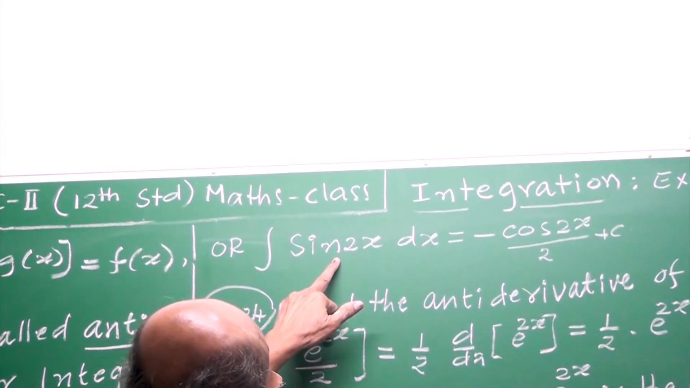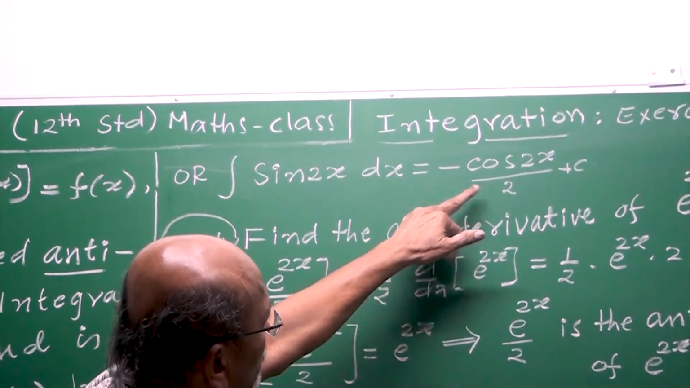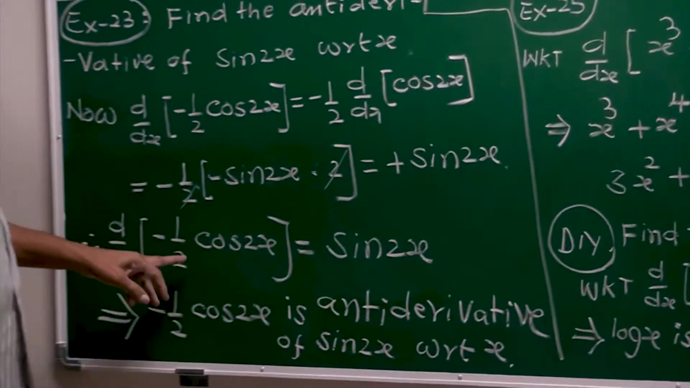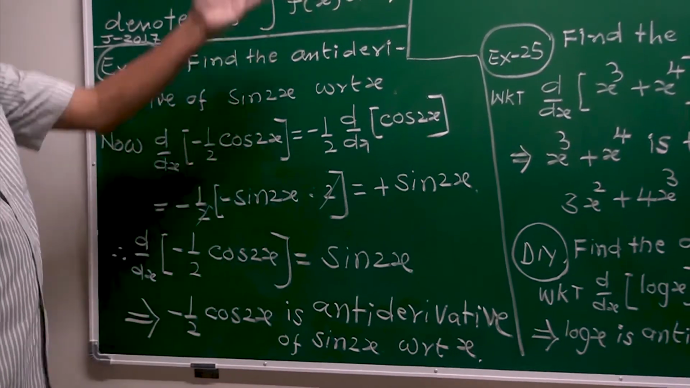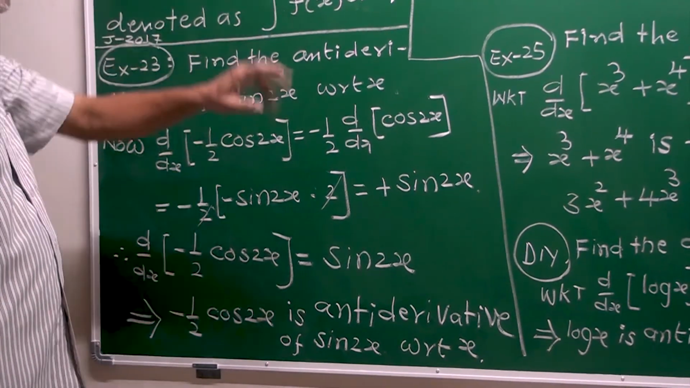Antiderivative of sine 2x with respect to x. What is the integral of sine? Minus cos 2x upon 2 plus c. It is also minus cos 2x upon 2. Either way, write like this. If you don't want to write it directly this way, it is all left to the examiners.